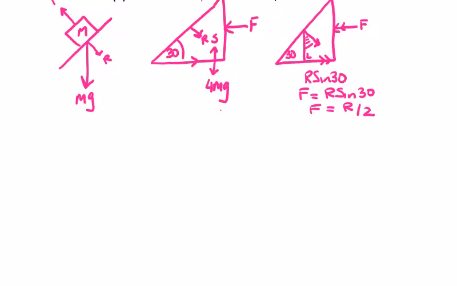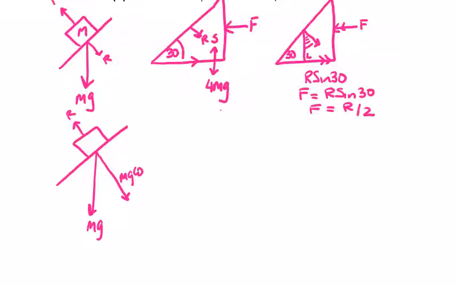So let's take the particle. See what's happening here. We have mg. We're going to have mg cos 30, and parallel to the slope mg sine 30.